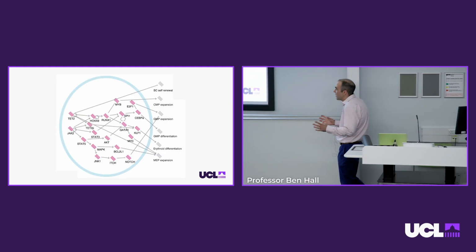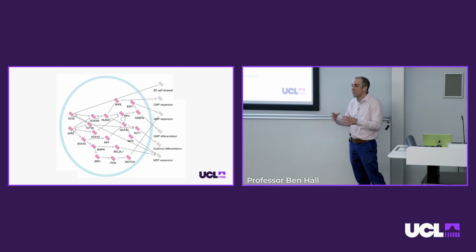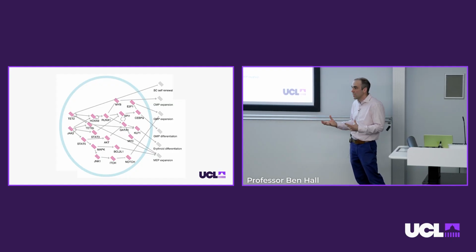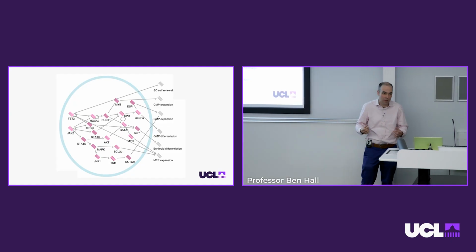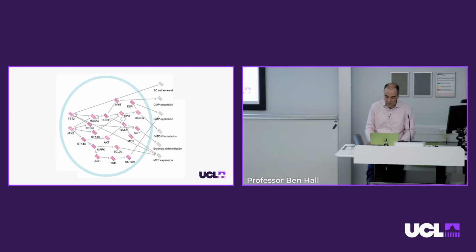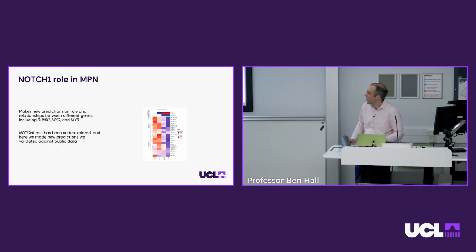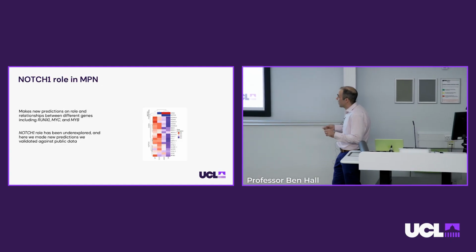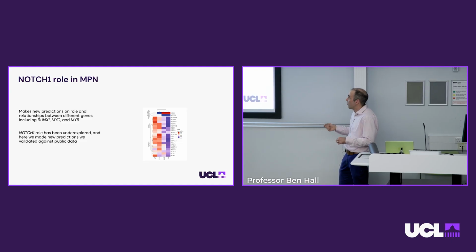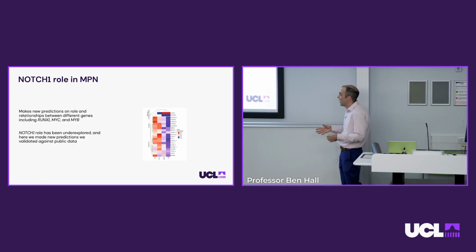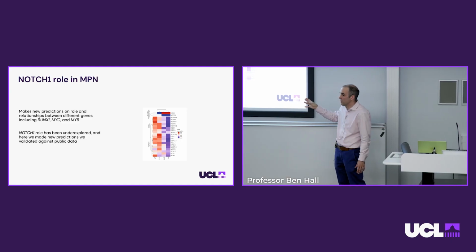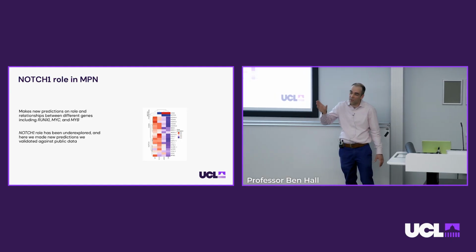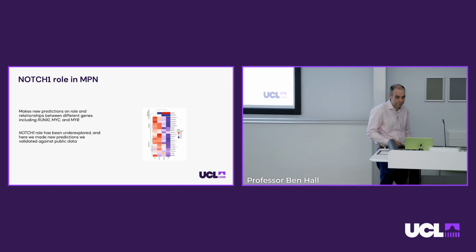Having started with a mini network and understanding the fundamental dynamics, we built out to include more genes from the biology relating to all the genes that we're interested in, the key biological behaviors. This allowed us to make new predictions on the role and relationships of different genes in that network, including Notch1, which had been underexplored for this particular disease, which we could then go back and validate against public data.